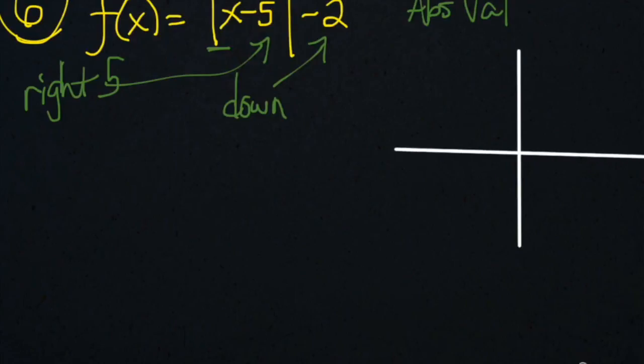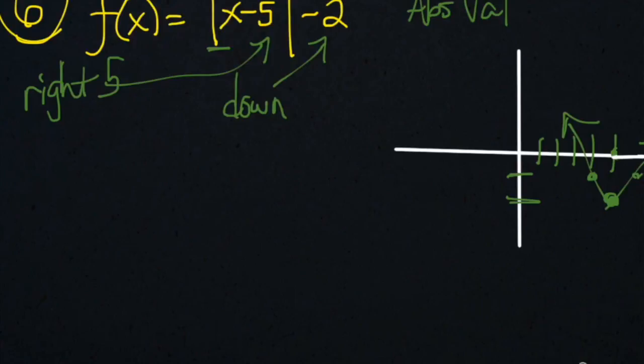Okay, so we're going down 2 and to the right 5. 1, 2, 3, 4, 5. That is my starting point. Down 2 and right 5. Okay, so once we go down 2 and right 5, now we're doing an absolute value. So that's over 1, up 1 on either side, and we get our V shape.